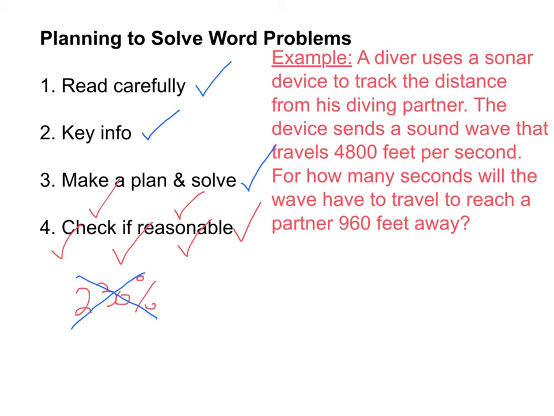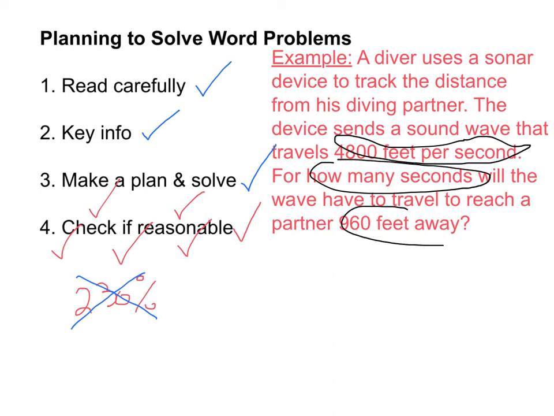All right, first we read the problem carefully. Hope you understand what's going on. They're in the ocean. They're shooting sound waves at each other to figure out how far he is from his partner. And the wave travels at this rate, 4,800 feet per second. That's key info that we're noticing there. And we want to know how many seconds it's going to take to reach the partner that's 960 feet away. So we're reading carefully and highlighting key info.